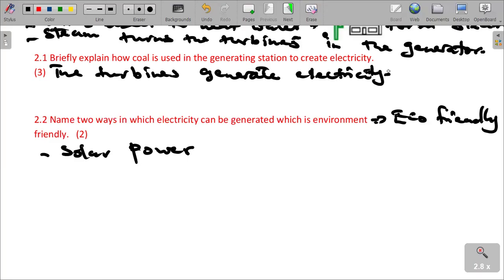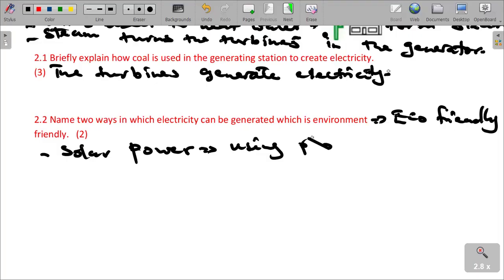So the question is saying name, but otherwise, if you are asked to explain, we have got the photovoltaic solar panels that actually convert sunlight directly into electricity. We might also have solar thermal systems, which use the sun's heat to generate steam, which then drives turbines connected to the generator. So solar power is one of the key ways that we can talk about.